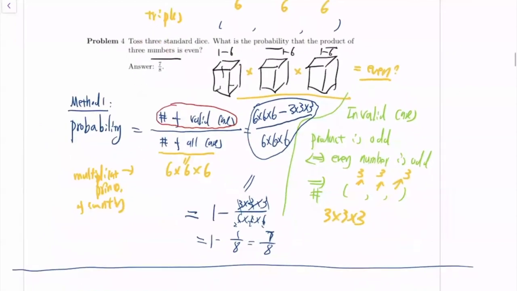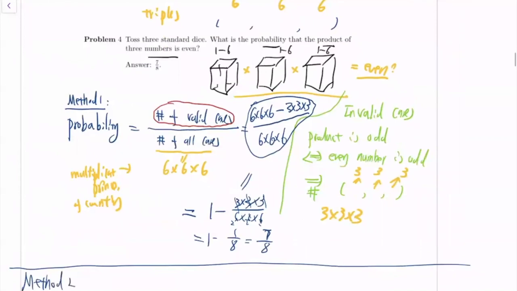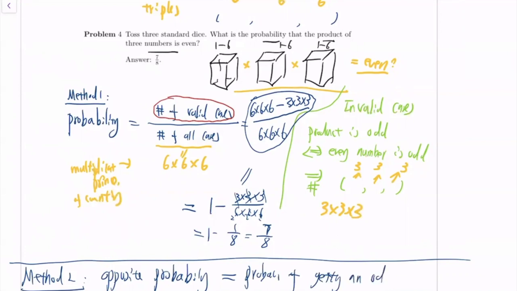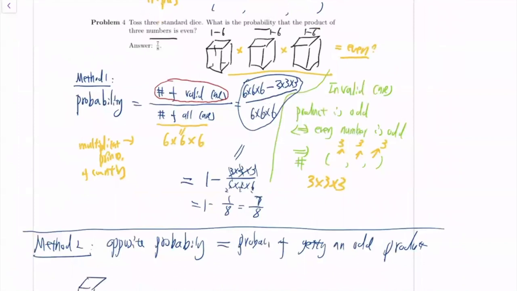Or you can do this. Method 2: I just find the opposite probability, which is the probability of getting an odd product. Let's look at the product, as we said before. If the product is odd, that means each one has to get an odd number. This has to be an odd number, and this has to be an odd number.